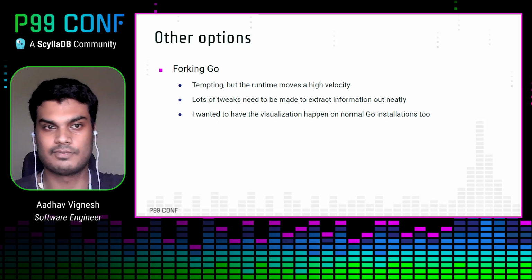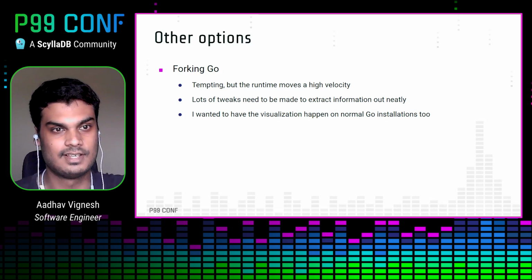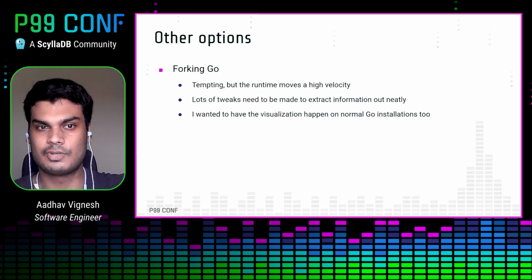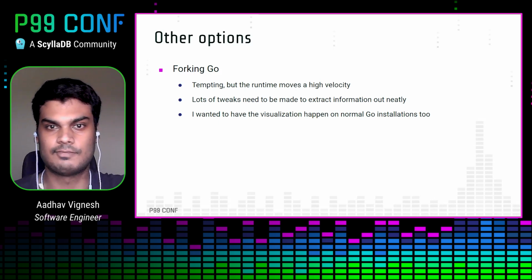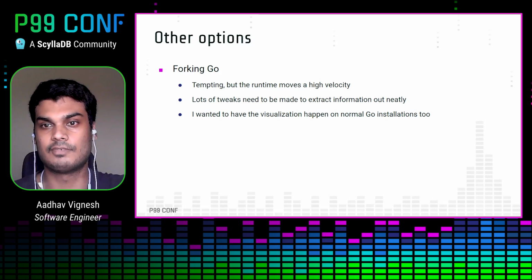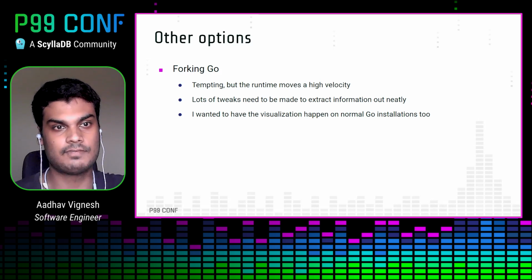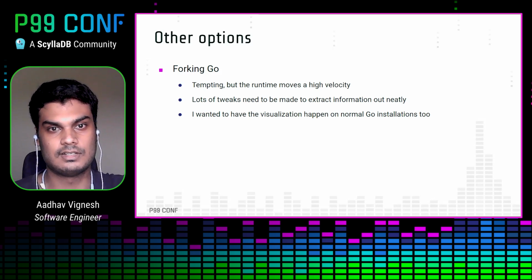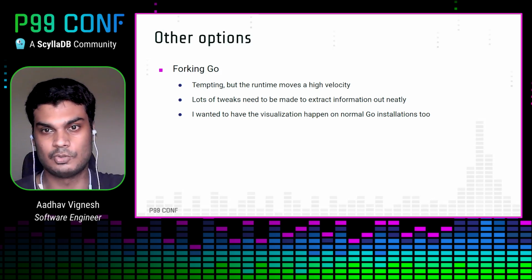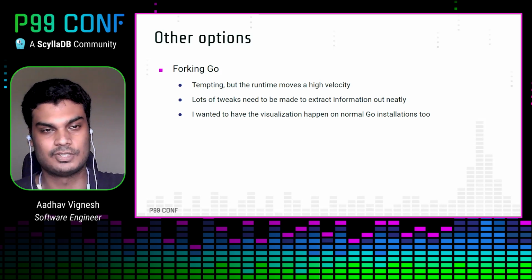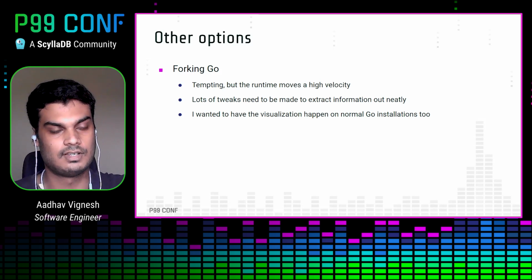The runtime moves at a very high velocity, and my patches will require constant fixes or maintenance. And the second thing is it's challenging to extract information out of the runtime for someone who doesn't have enough experience with the runtime source code. But I personally find the main reason was how I wanted this to work on normal Go installations and not just my fork version. So I didn't pursue this option.